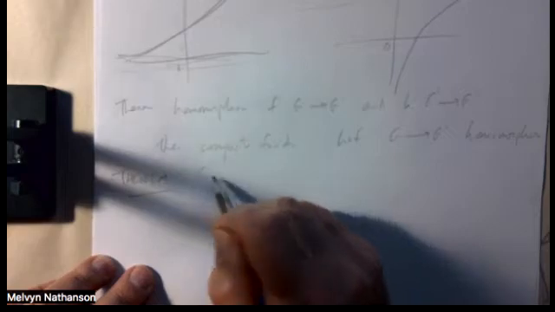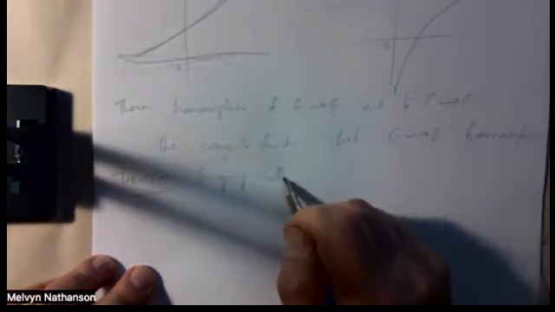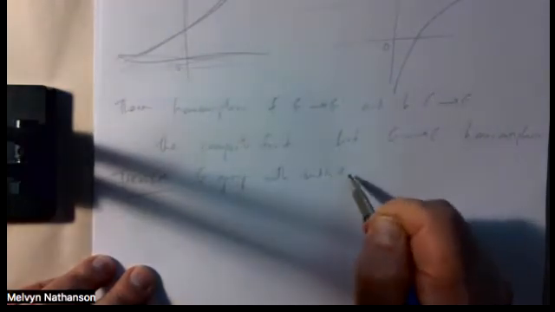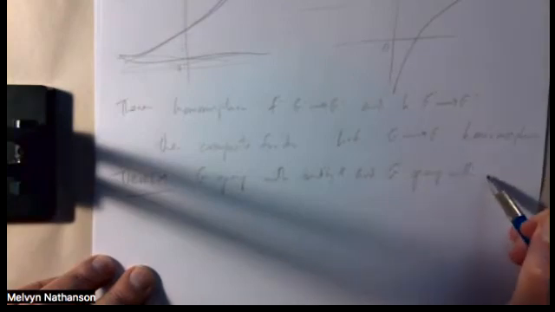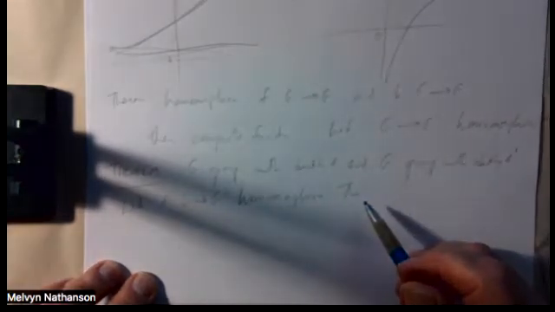Another basic property of a group homomorphism is the following. Suppose G is a group with identity element E, and G prime is a group with an identity element E prime. Let f from G to G prime be a homomorphism. Then the following properties hold.